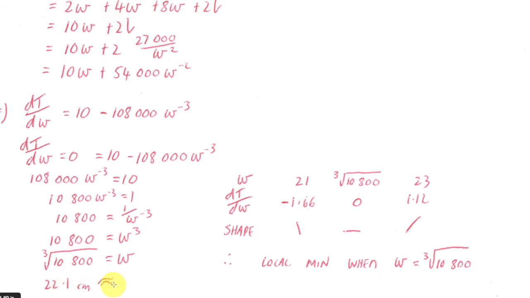Just to create a sign diagram to verify that that is in fact a minimum, I start with my found W value, sub it into the derivative, it gets a 0, so of course it's flat. A value to the right-hand side, I chose 23, produces up to the right, so it's going up there. And to the left-hand side goes down towards the right, so the shape I get is down, flat, up. Therefore we have a local minimum when the width is equal to the 3rd root of 10,800.